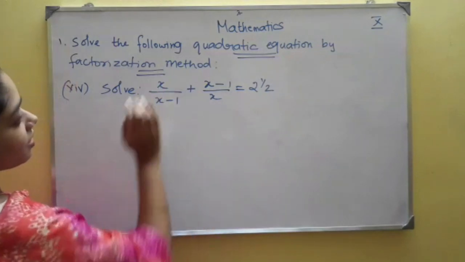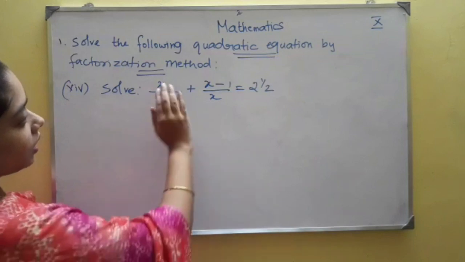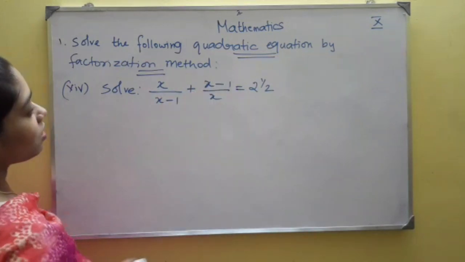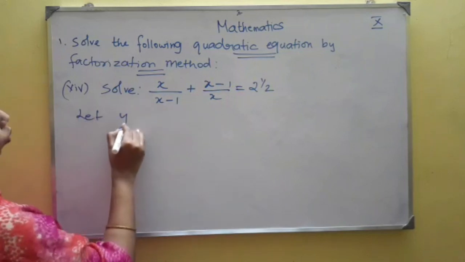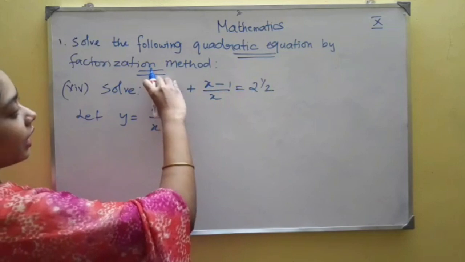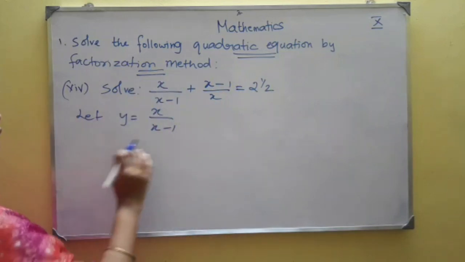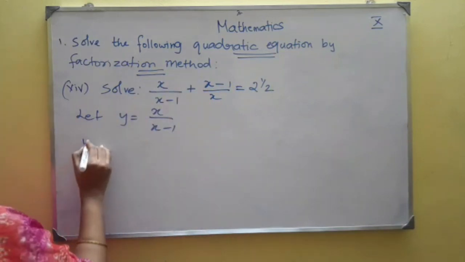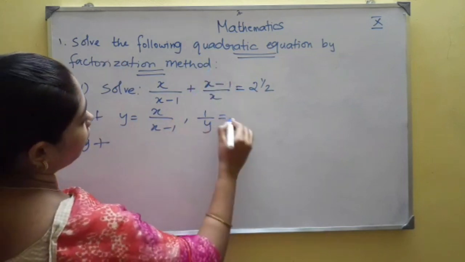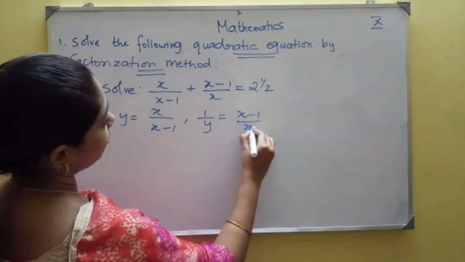Now observe this: this is x by x minus 1, and this is the reciprocal of this, no, x minus 1 by x. So I am going to let y is equal to x by x minus 1. So I am letting this rational expression as y. So how can I rewrite this given equation? Y plus, this is actually 1 by y, no, taking the reciprocal, x minus 1 by x.